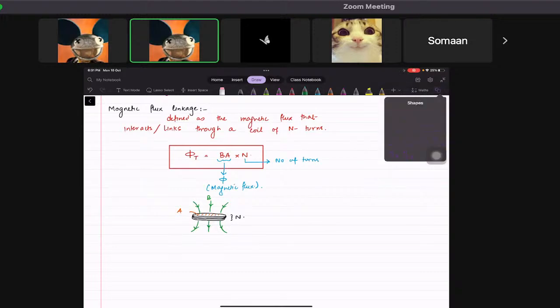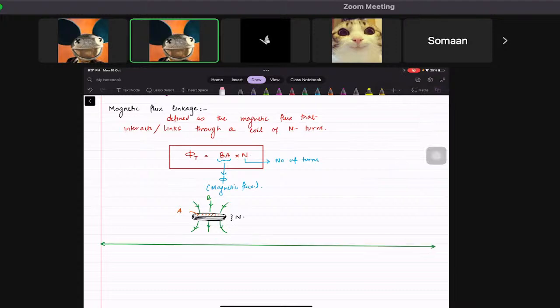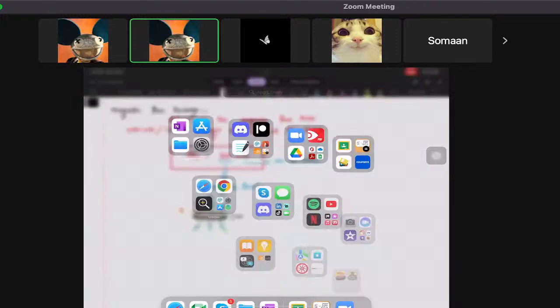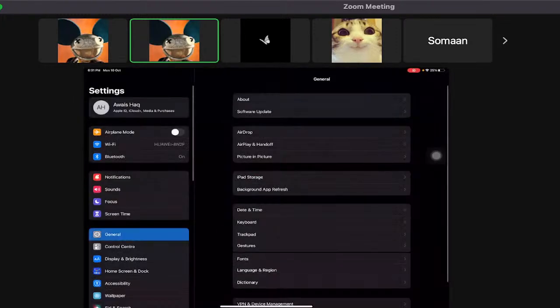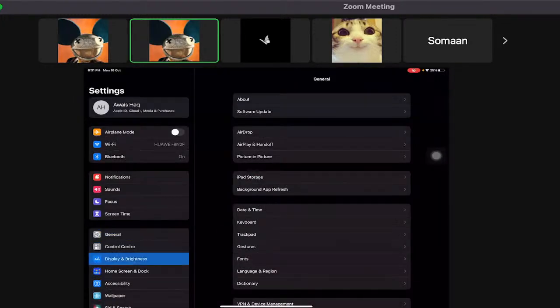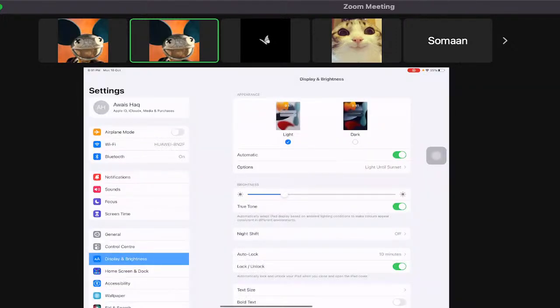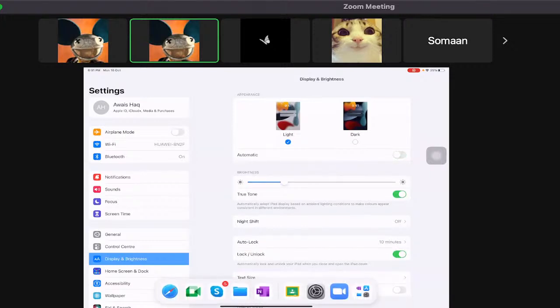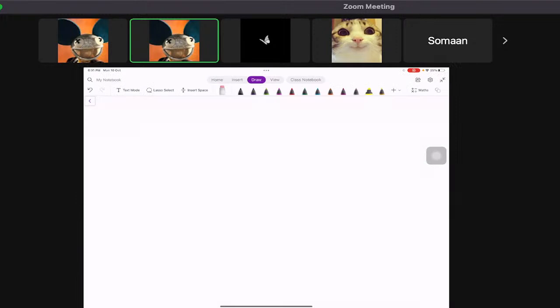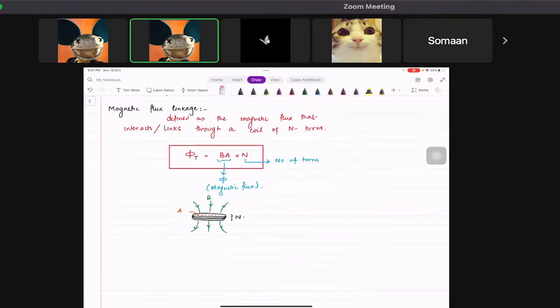So suppose, oh crap, I hate this. Please wait a second. Let me just fix this. Display brightness, I want only light, thank you. No. Wait a second. Thank God I have the shapes back.